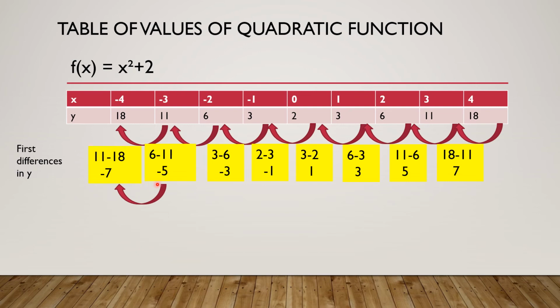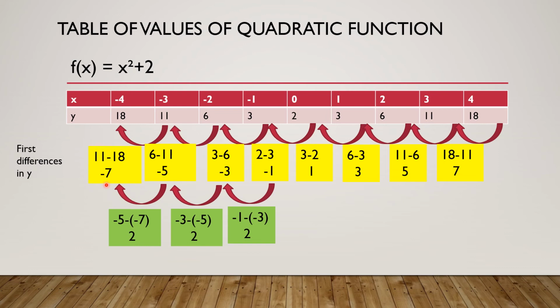So, ayan ngayon, negative 5 minus negative 7. Ang sagot ay positive 2. Again, negative 3 minus negative 5, that is positive 2. Negative 1 minus negative 3, that is positive 2. Kasi ito magiging positive yan eh. Negative dito, or minus dito, negative dyan. So, magiging plus yan. Positive. Okay, next, that is 1 minus negative 1, that is 2.